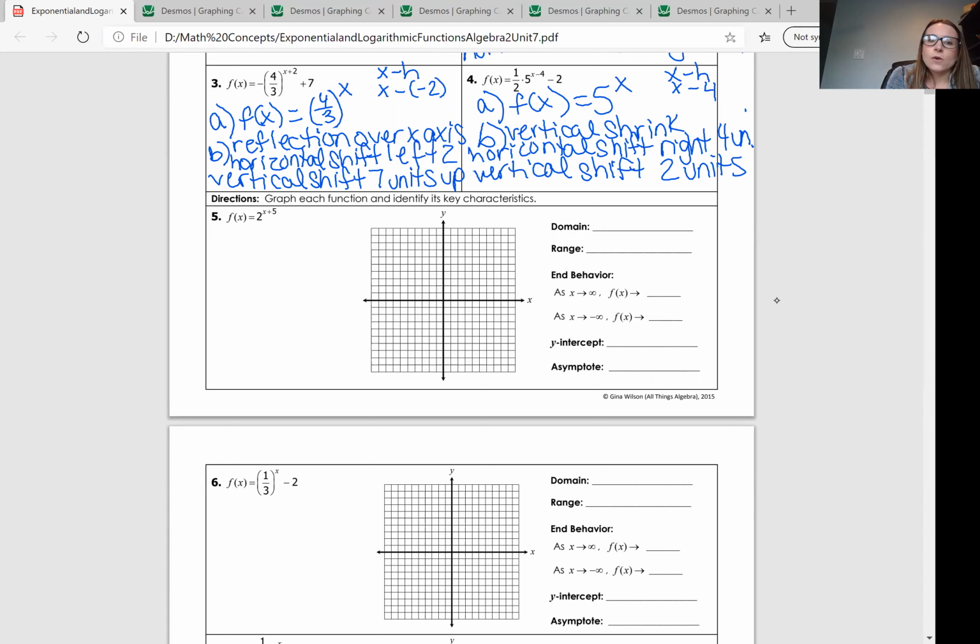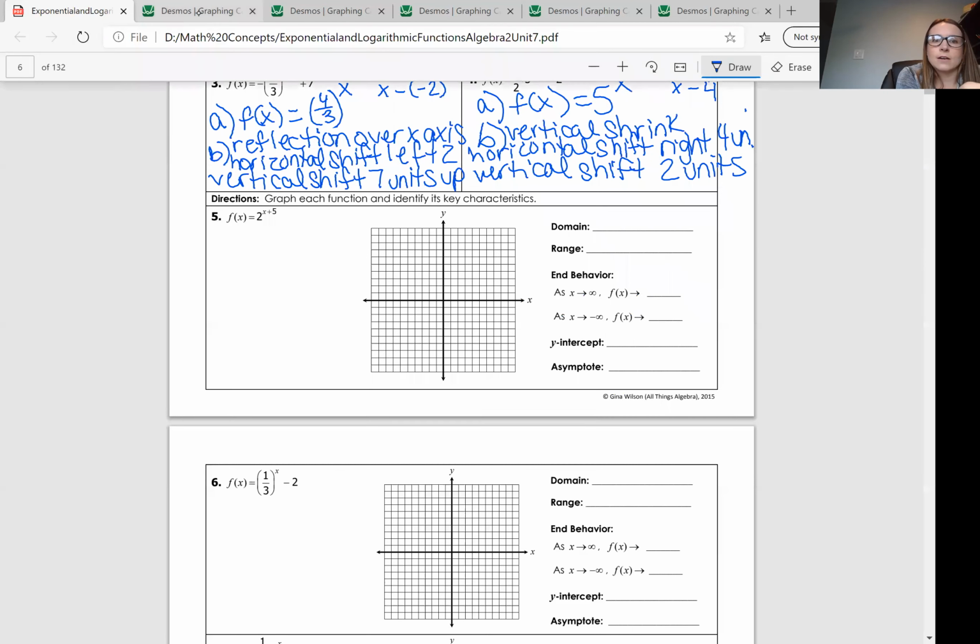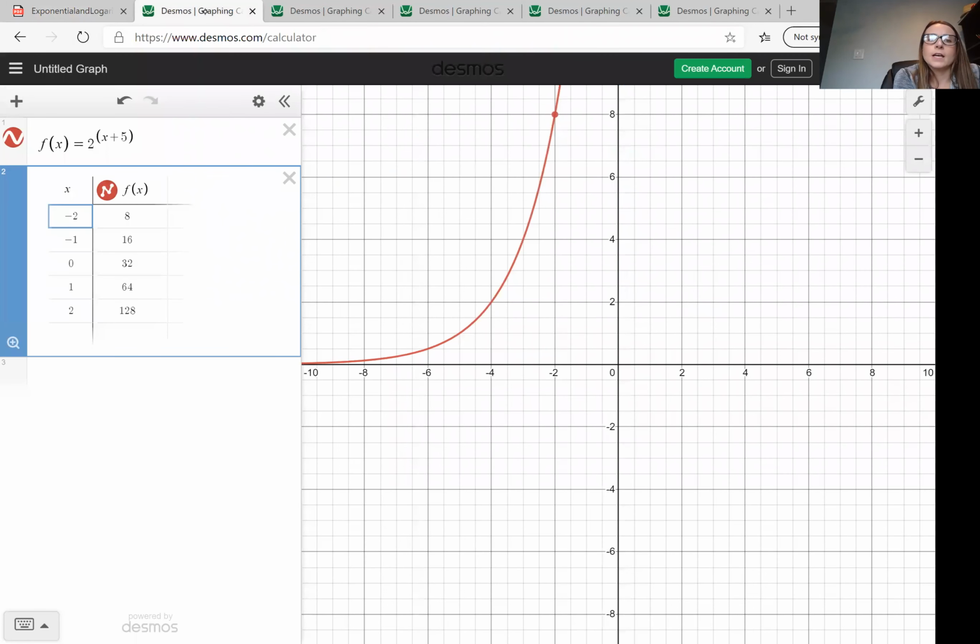All right, so number 5 says to graph each function and identify its key characteristics. Some of this stuff we did yesterday. So f of x equals 2 to the x plus 5 power. I did that over here. Make sure the x plus 5 is in parentheses. Here is the table that they gave us.